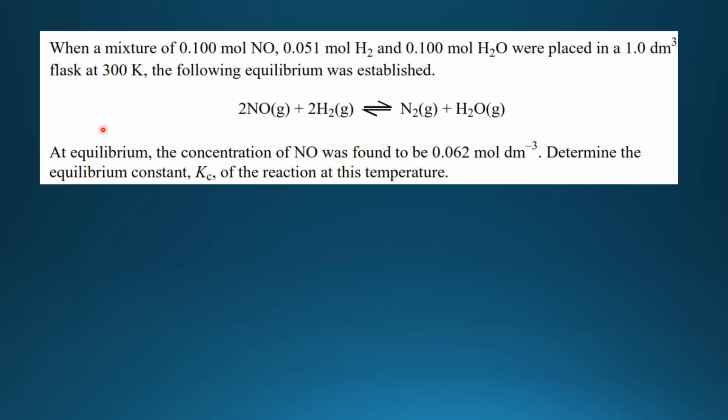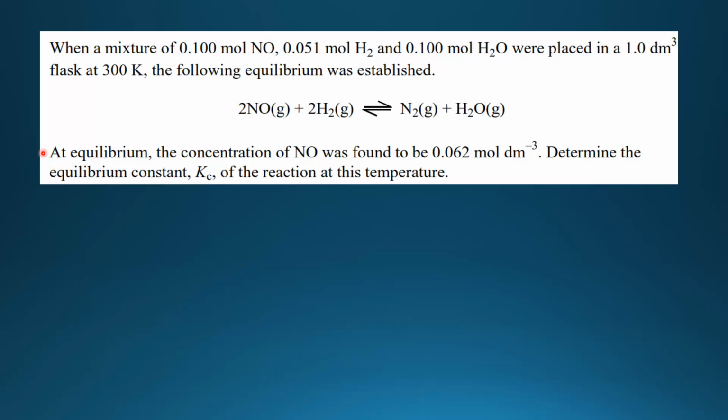In this video, we're going to determine the equilibrium constant for a reaction. In this reaction, we have nitrogen monoxide reacting with hydrogen to form nitrogen gas and water vapor. And here's the information we're given. We have 0.100 moles of nitrogen monoxide, 0.051 moles of hydrogen, and 0.100 moles of water, and they were placed in a 1 decimeter flask at 300 K, and we have the following equilibrium.